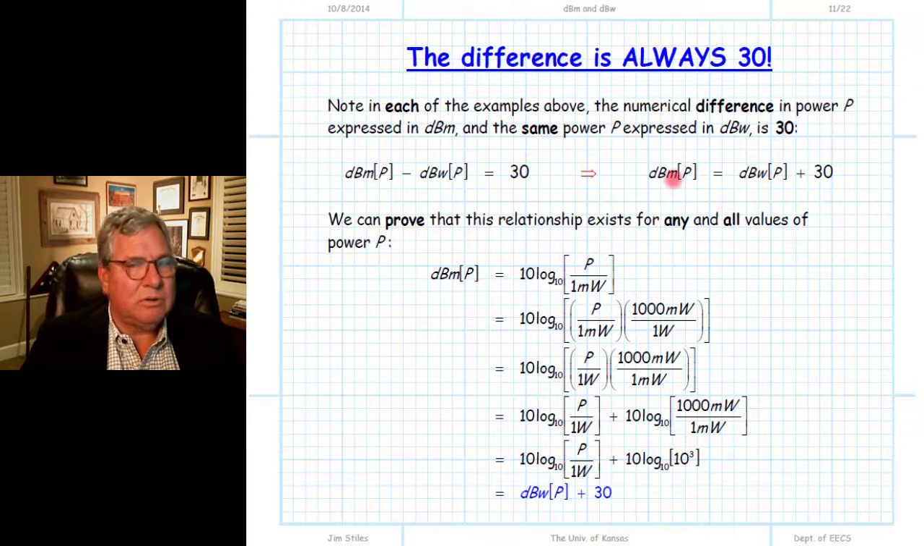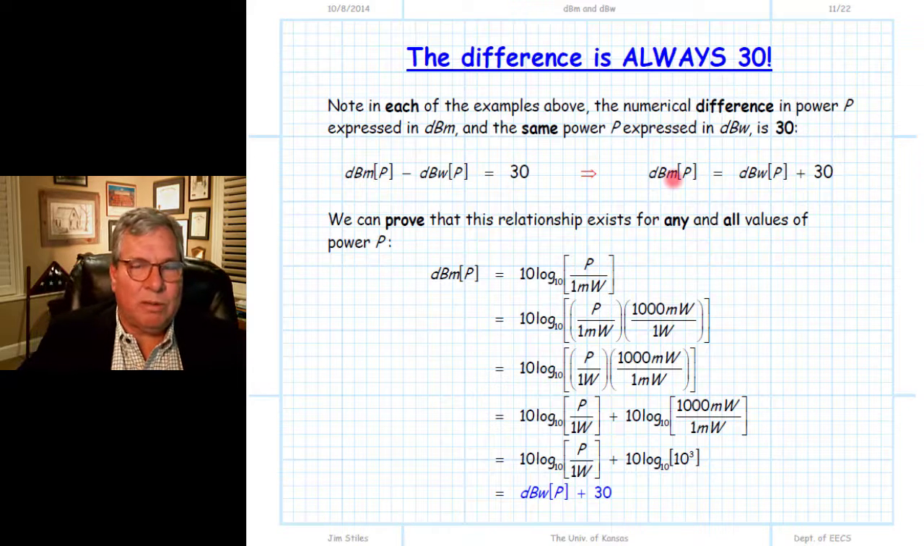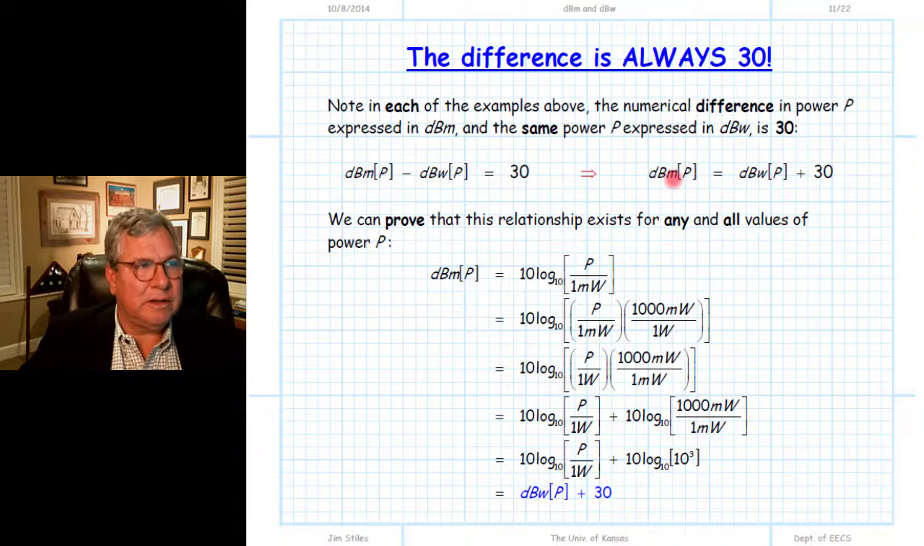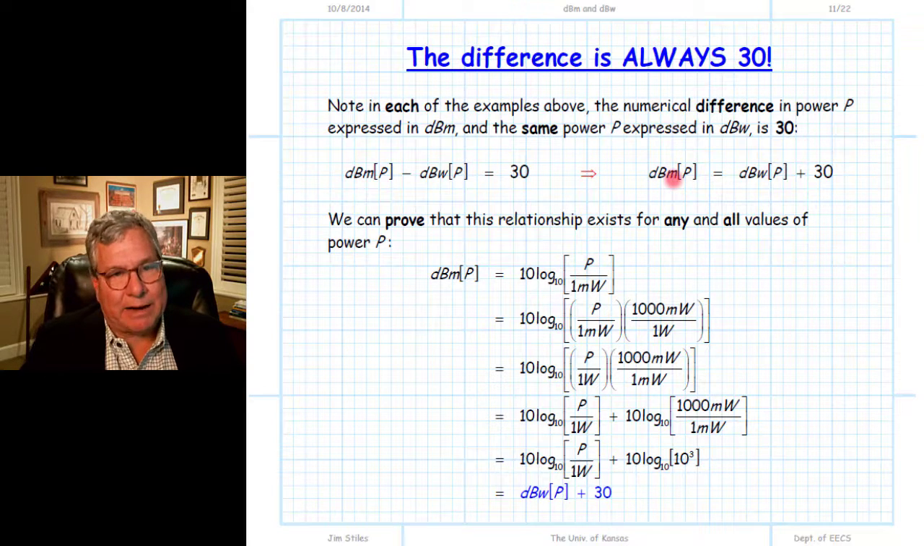So we always know, if I know the power in dBw and I want to express that in dBm, it's pretty simple. Take the value in dBw and add 30 to it. Conversely, if you know the value in dBm and want to express it in dBw, then subtract 30.